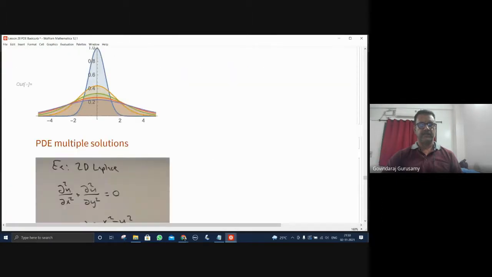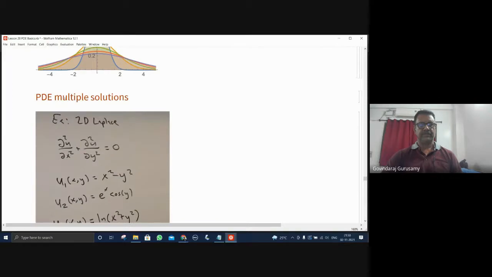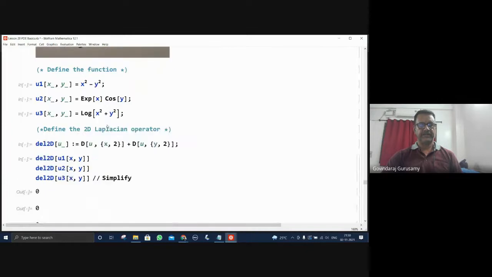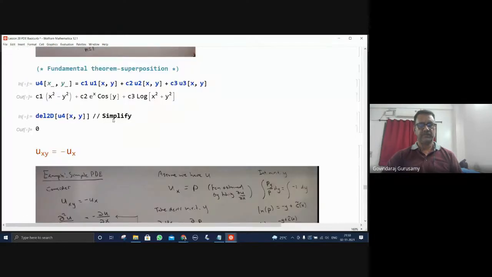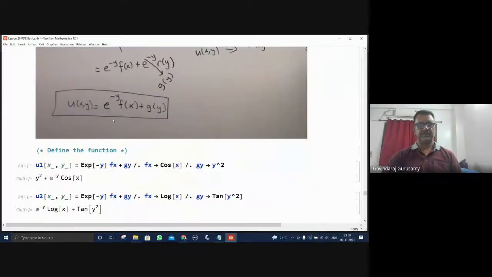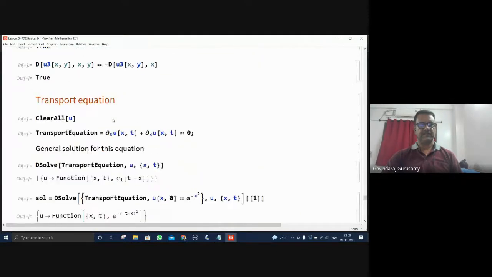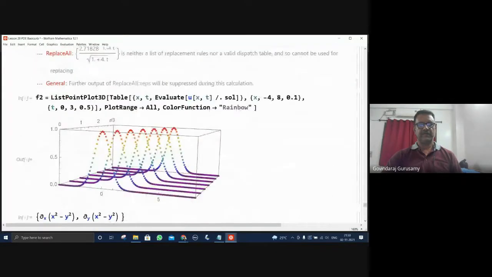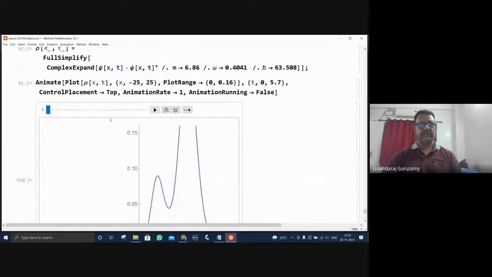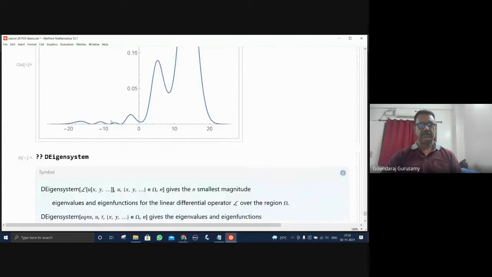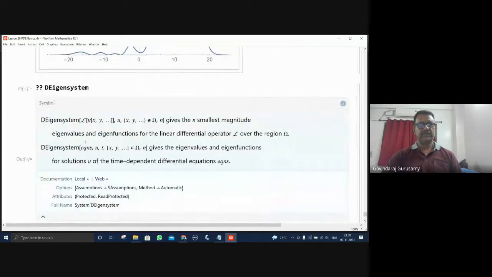Again, this is the PDE, multiple solutions which are already indicated. Okay, this is satisfied. A linear sum is also a solution to this. That also has been explained. The transport equation I have already explained there. The wave equation has also been explained, and this is the eigen system.